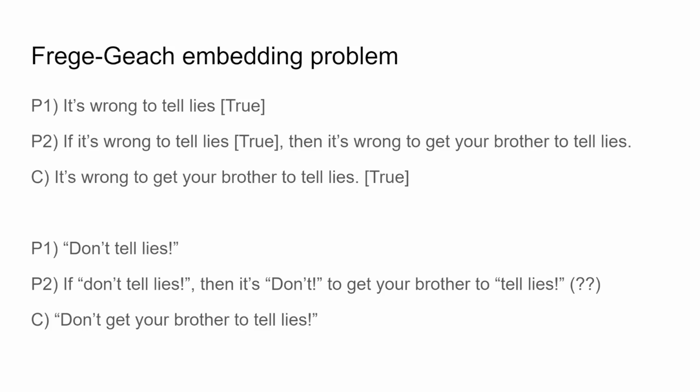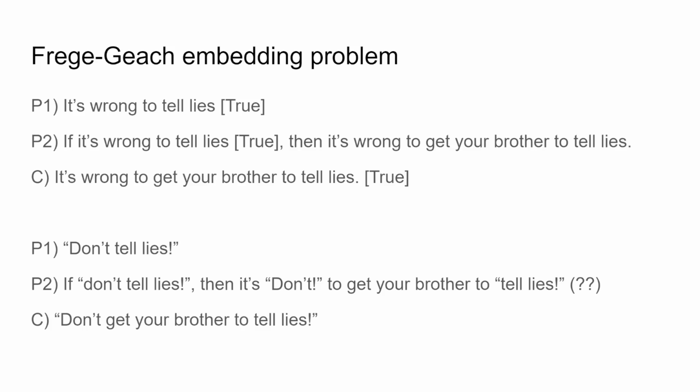It's not clear how exactly that entailment would work. Like, the antecedent there, right? If don't tell lies, that can't even be true or false, right? So this is a problem that we get with the non-cognitivist framework. It's not clear how we can reason using propositions that can't be true or false.